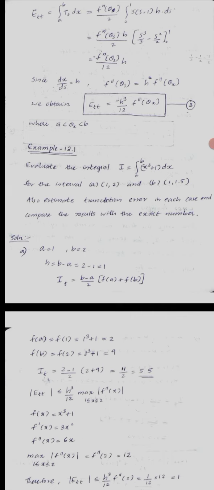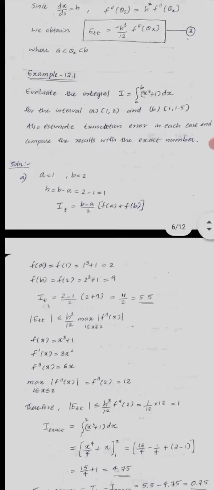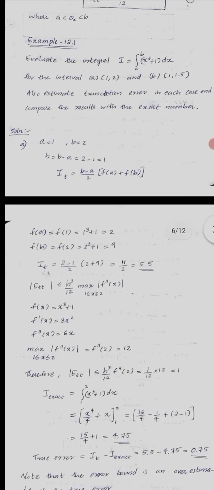Then h is b minus a, so 2 minus 1 equal to 1. I_T equal to (b minus a) by 2 into (f of a plus f of b). f of a, that is f of 1, equal to 1 cube plus 1 equal to 2. f of b equal to f of 2, that is 2 cube plus 1 equal to 9. I_T equal to (2 minus 1) by 2 into (2 plus 9) equal to 11 by 2 equal to 5.5.